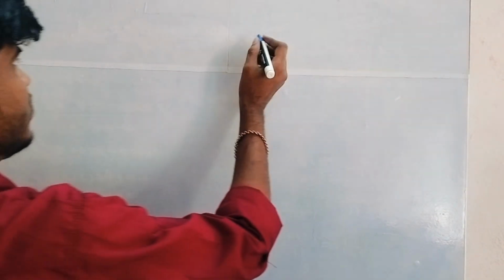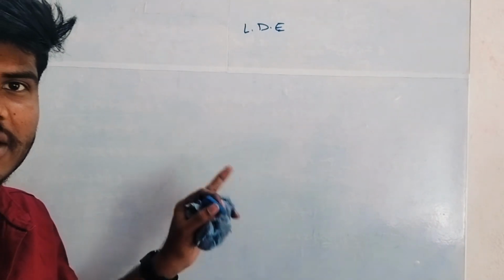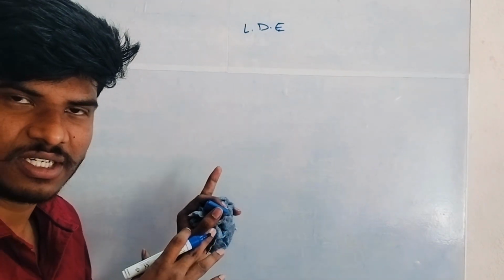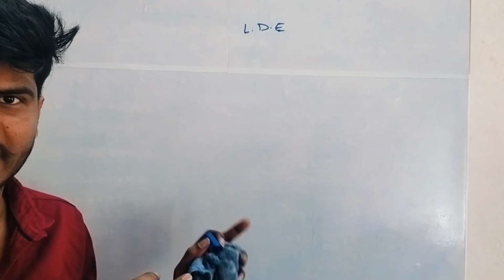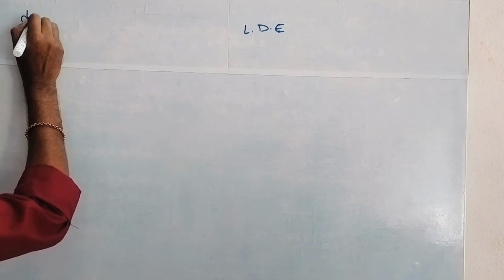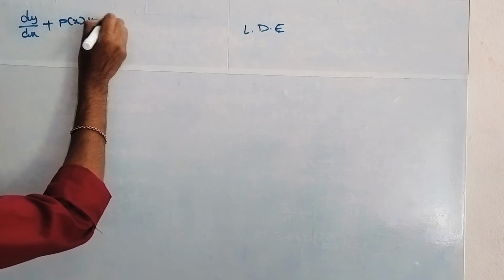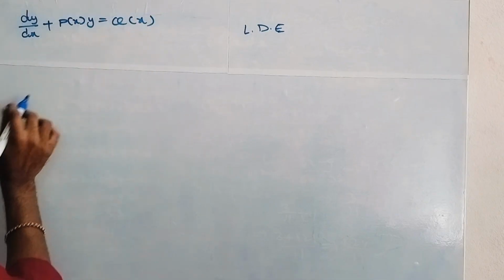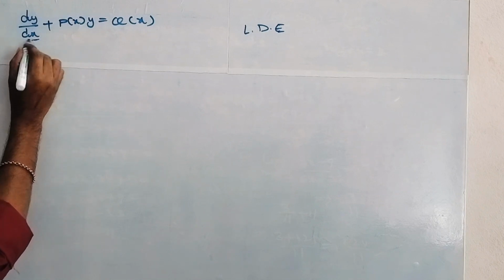Already you know, in differential equations the main and important topic is the linear differential equation. Let's see the general form of the linear differential equation. The general form is dy by dx plus p of x into y equal to q of x. This general form is with respect to x.